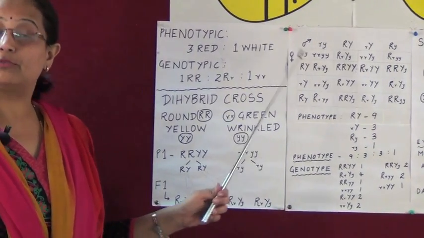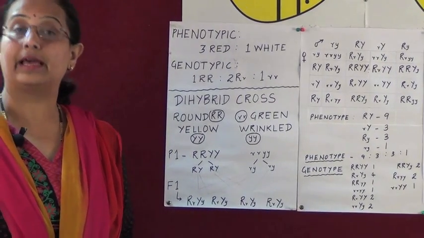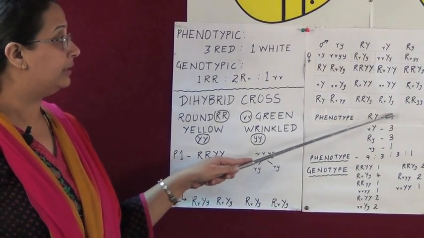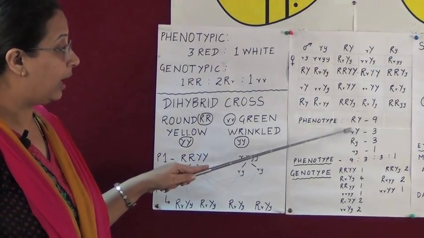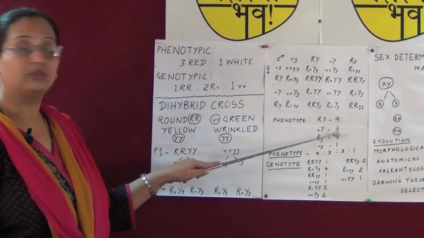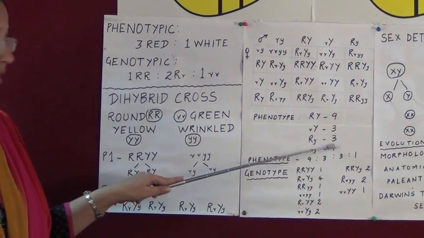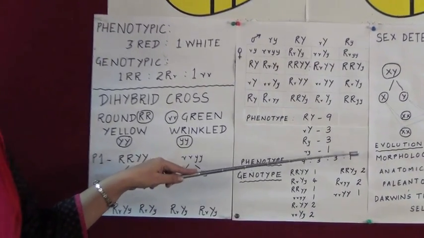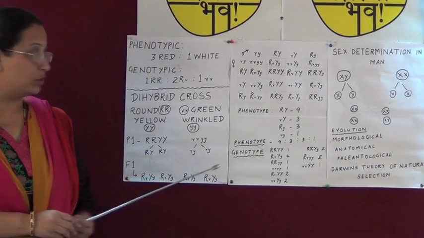After crossing this, we come to the phenotype which shows the physical characteristics that appear. In this case, capital R, capital Y. There are 9 capital R's and capital Y's if you calculate. If you count small r and capital Y, there are 3. Capital R, small y, there are 3 characters again, and with small r and small y, there is 1 character. So thus we have the phenotypic ratio as 9:3:3:1. And now the genotypic ratio, that is the genetic constitution.